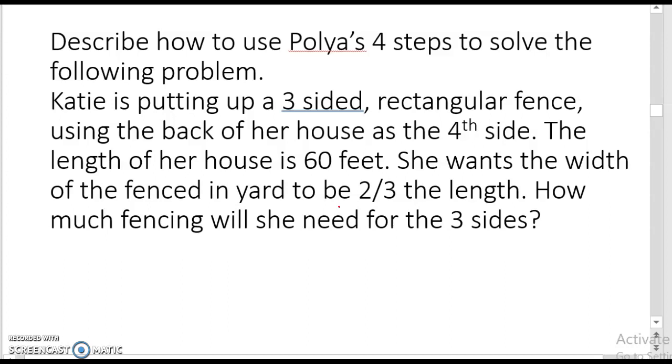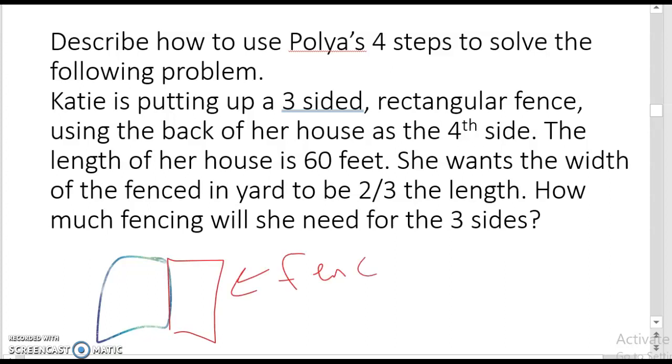Now, at first, this question seems a little confusing because a 3-sided rectangular fence, no, rectangles have 4 sides. But that's where we see that we're going to use the back of the house as the 4th side. So when you're thinking through this, step 1 is understanding the problem. Let me draw, here's her house. The back of her house is the 4th side, and she's building, right? This red is the fence.